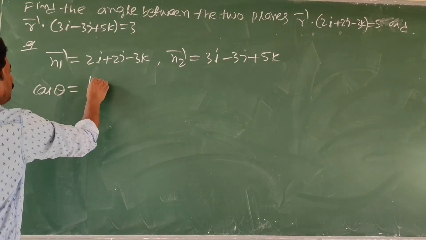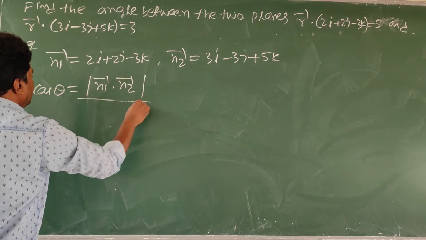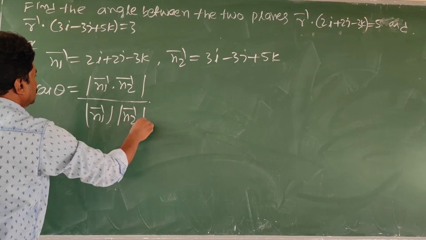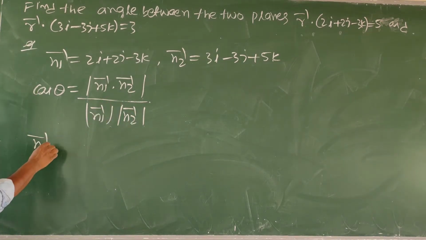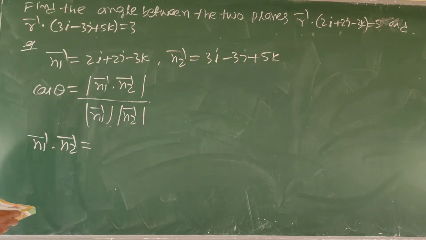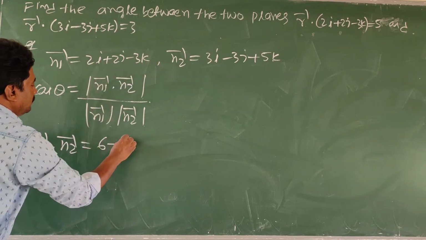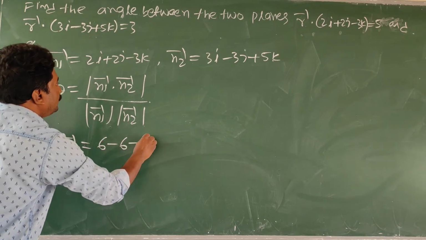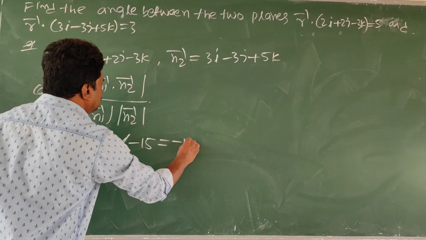So cos theta is mod of n1 dot n2 by length of n1 into length of n2. Calculate n1 dot n2. Write i component: 3 2s are 6, j component: minus 6, k component: minus 15. The 6 cancels, so it is minus 15.